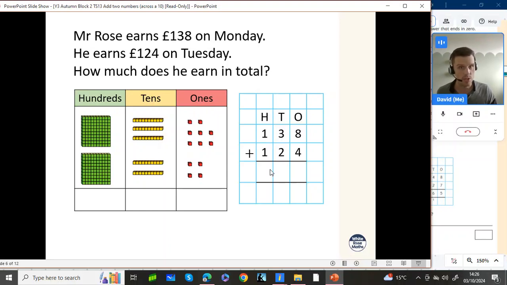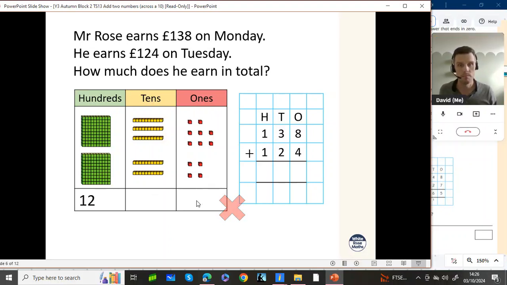Now, it's really important when you use column addition that you make sure your digits are in the correct columns. Okay, and you'll see why in a second. And we always start from right to left. So we're going to start with the ones. So 8 ones plus 4 ones. Now, I know what you're going to say, that's 12 ones. And you're correct. But when we do the answer, we never write 2 digits in the same column. So what do we do?